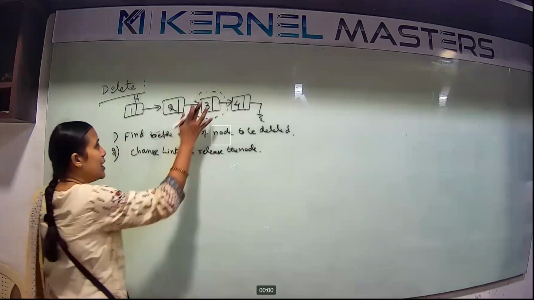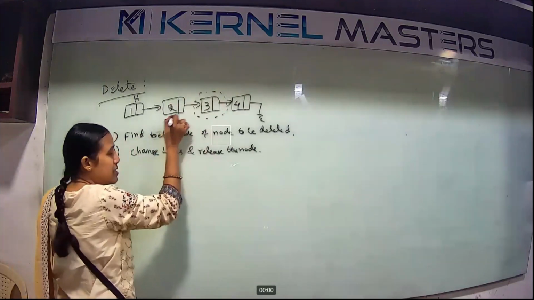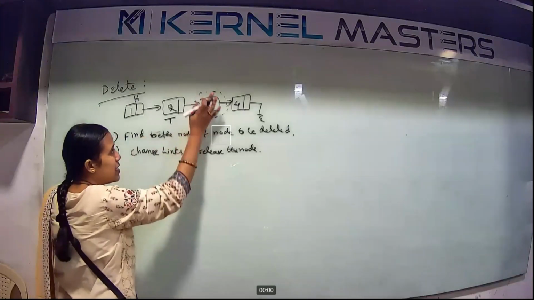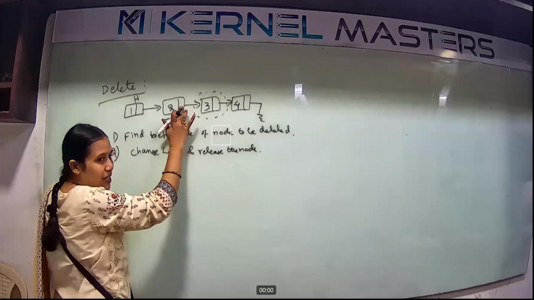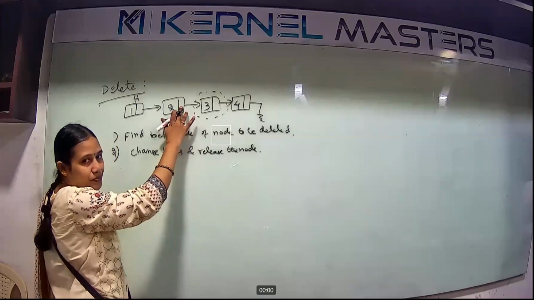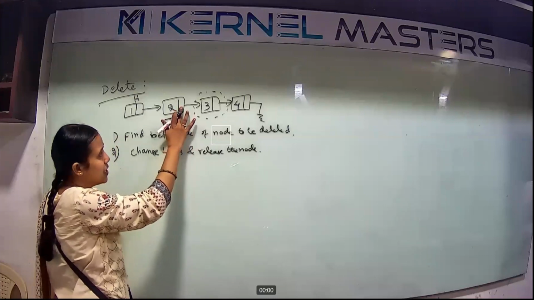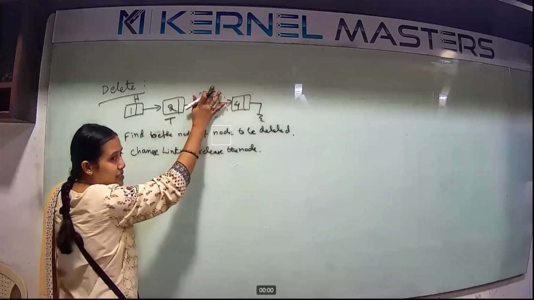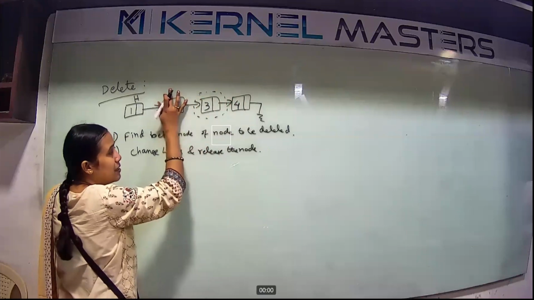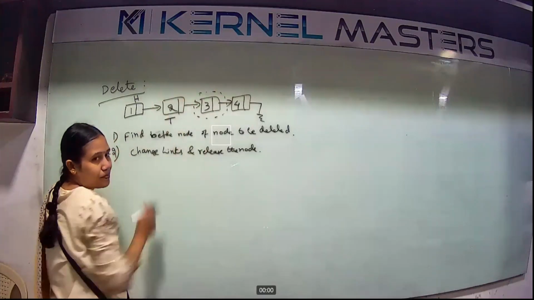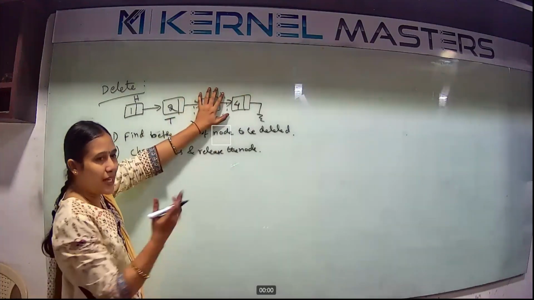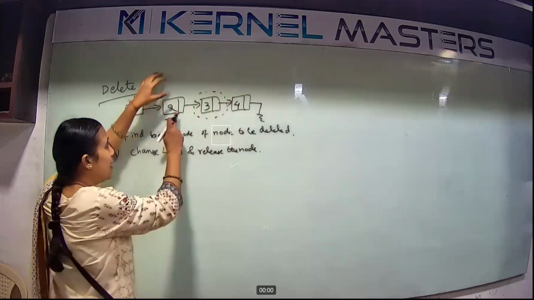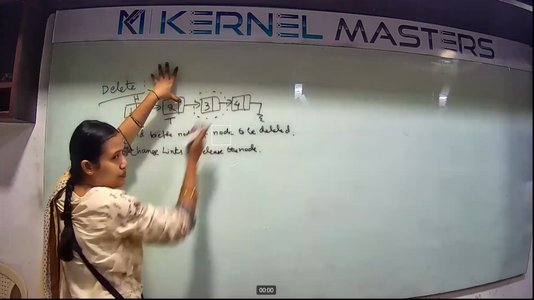If I have to delete this particular node, I have to find out this node's address. T is my before node. The address of the node to be deleted is already in T next, and I need to change the T next value. T next will point to the next node. If I am deleting this, then the next node in the link is this one, so T next should point to this node.